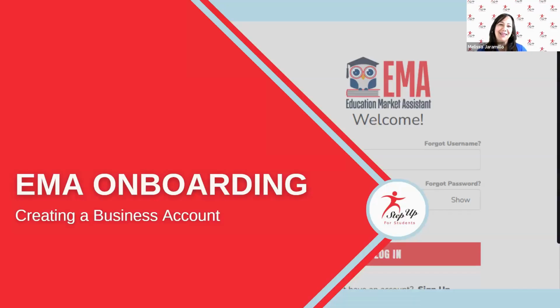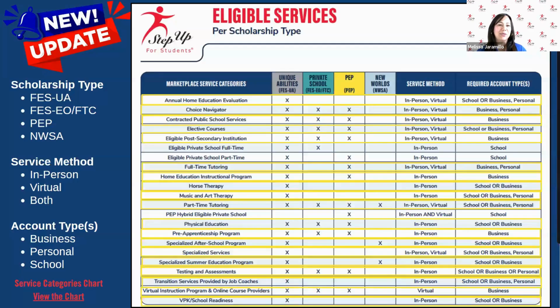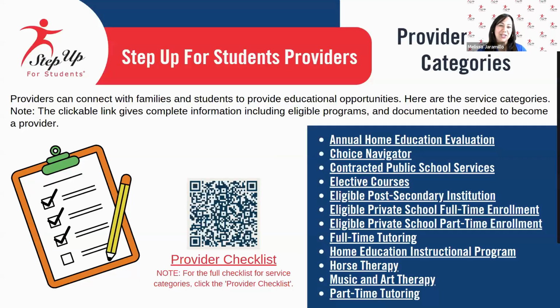All right, before we begin, make sure to review this service category chart, as this video is specifically for these categories that require a business account. Now, you may notice most categories require a business account, as this allows you to set up your direct pay. Also, be sure to review the external guides for each category you are interested in providing, to ensure you have all of your documentation ready and accessible. Once that's done, we'll go ahead and get started.